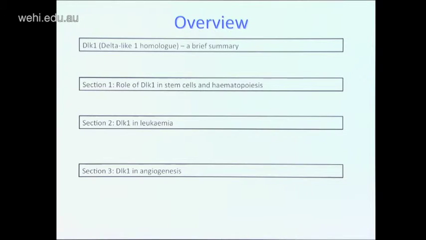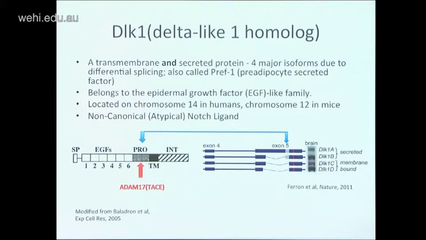So today, I'm going to talk about my PhD project, which was the role of Dlk1 in haematopoiesis, leukemia, and angiogenesis. So this is a brief overview. Dlk1 is not familiar to a lot of people here, so I'll just give you a very brief summary. And then the main data I will discuss in 3 sections. The first one on the role of Dlk1 in stem cells and haematopoiesis, the second section on Dlk1 in leukemia, and then in angiogenesis. So Dlk1 is short for Delta-like 1 homolog.